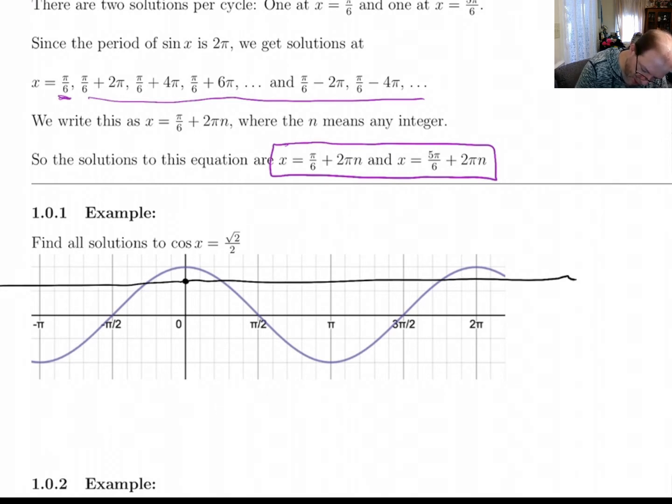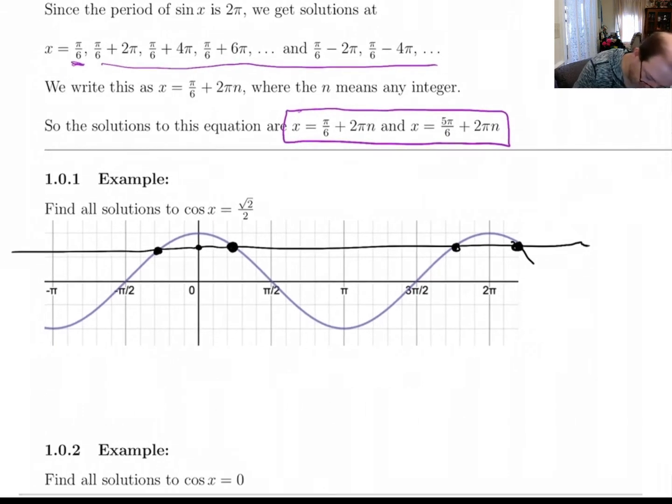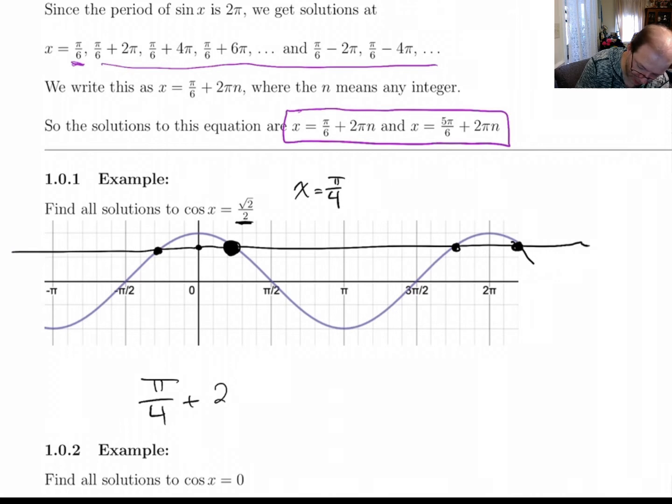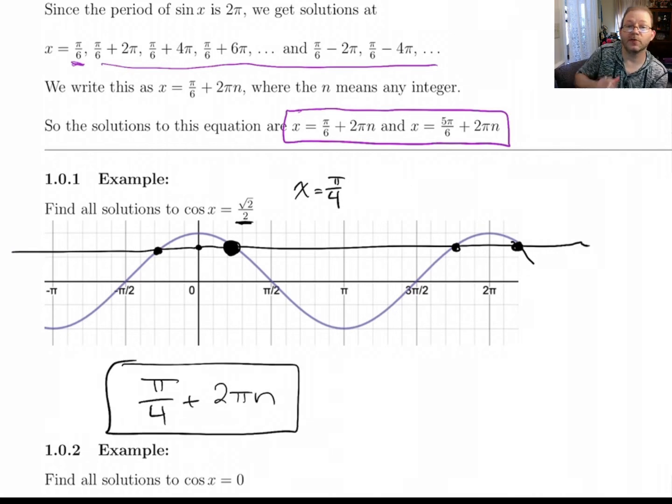Anyway, when we do this, we get a solution here, solution here, solution here, solution there, and infinitely many more in both directions. So of course, what angle has a cosine of root 2 over 2? Well, pi over 4. And that's this solution right here. So we get pi over 4 plus any multiple of 2 pi. That gets me one set of the solutions.